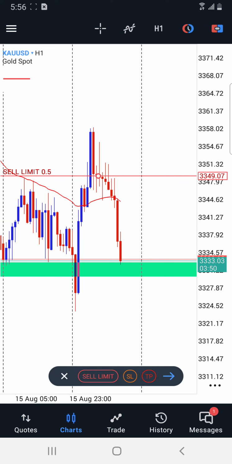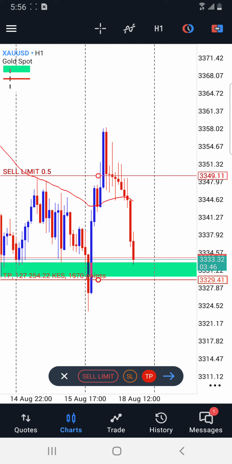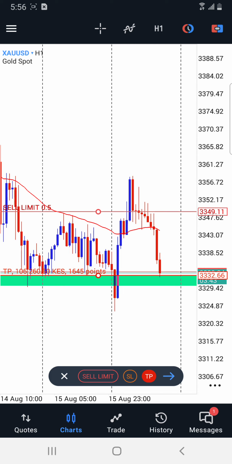We took our sell around this point immediately after the candle closed, and then our take profit was the beginning of this zone. So that is, we made something like 100 pips in that move.